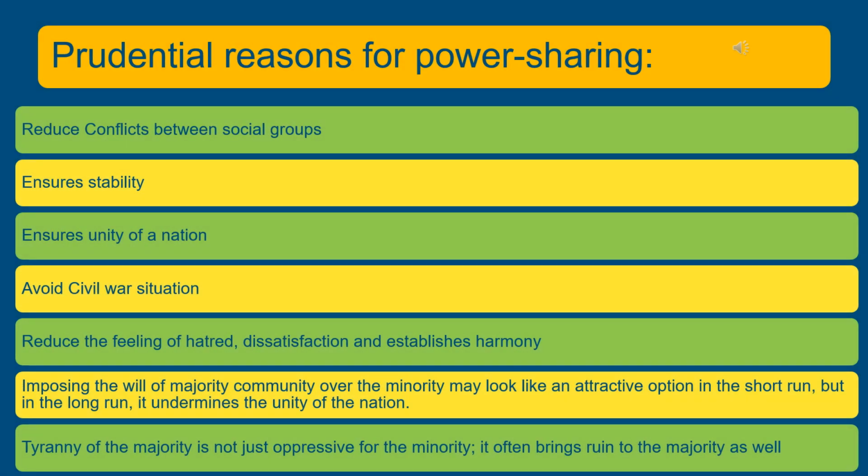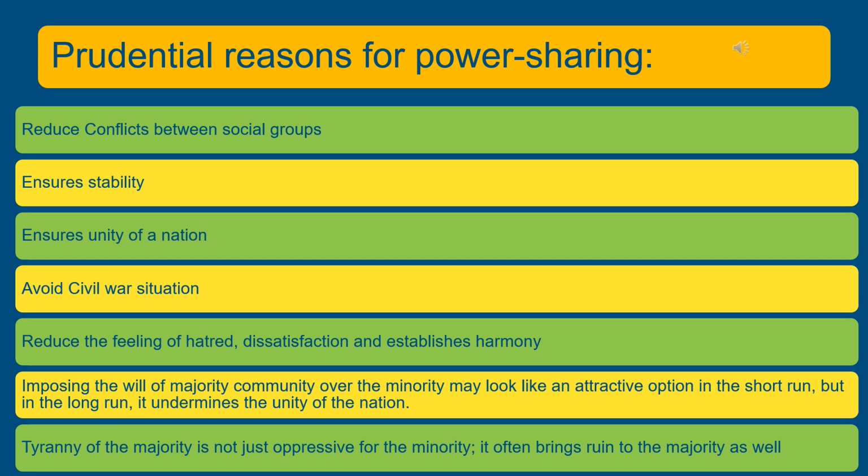Now let's talk about the prudential reasons for power sharing. What are the prudential reasons? The first thing, very simple, is that it reduces conflict between social groups. If power sharing is implemented, like we have seen in the example of Belgium, it reduced all the chances of conflicts between the Dutch speakers and the French speakers.